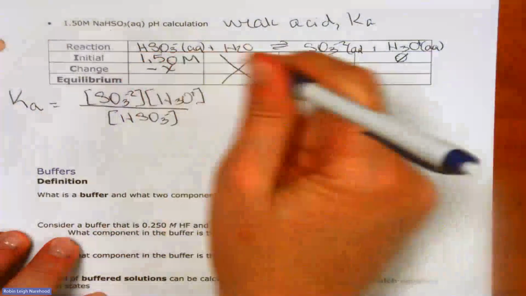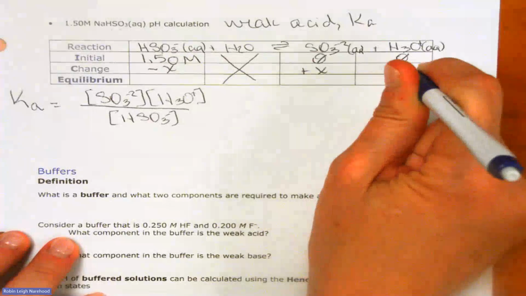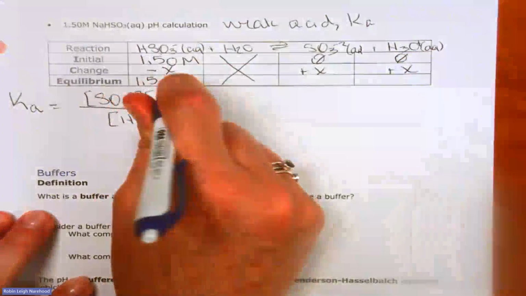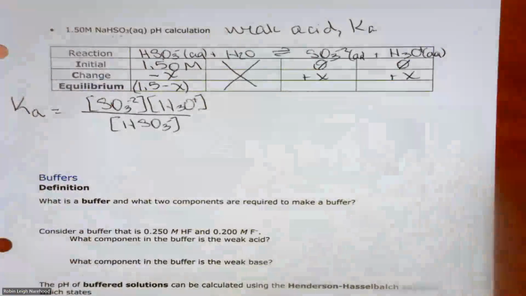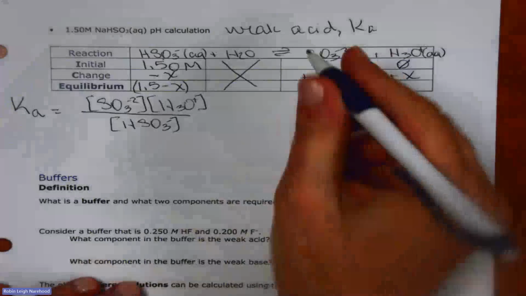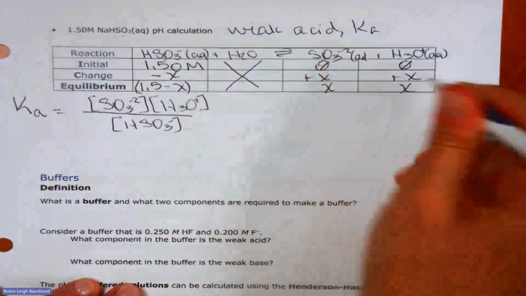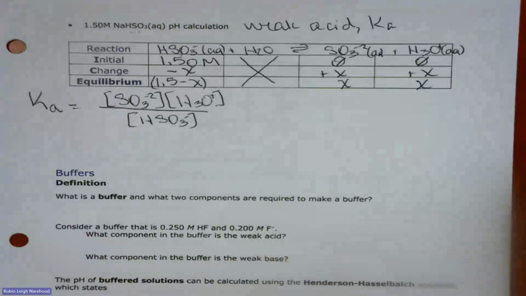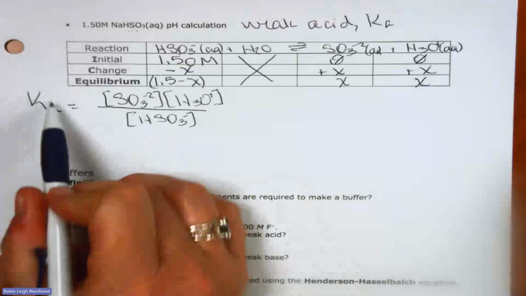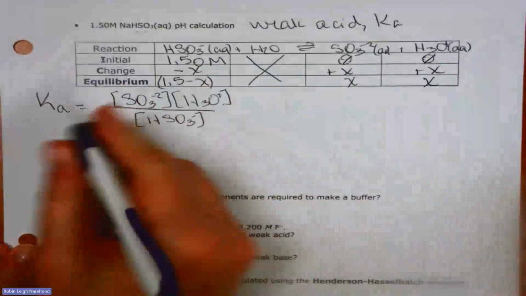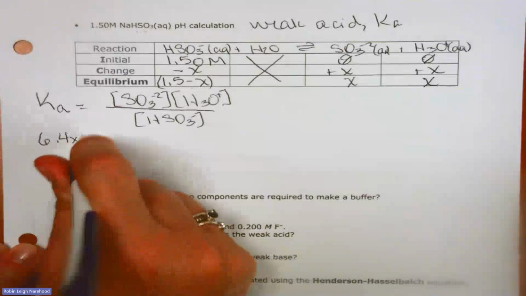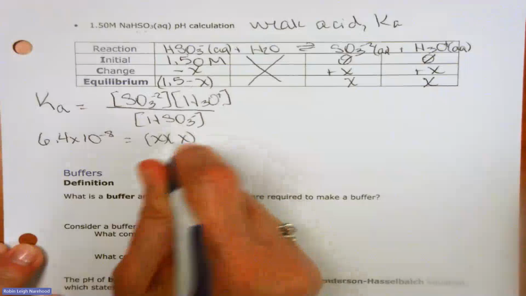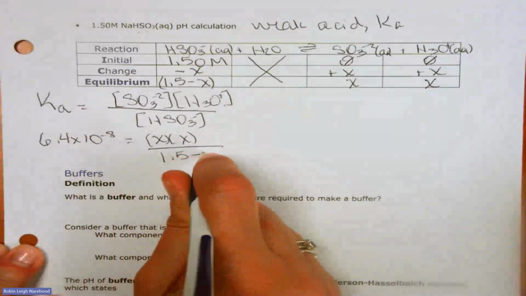Since it's weak, we don't know how much dissociates. So the change is just X. So at equilibrium, there'll be 1.5 minus X of our chemical that's dissolved. And we'll have X amount of sulfite and X amount of hydronium. Then you just plug in the concentrations on the concentration side and the constant on the constant side. So the constant that we found was 6.4 times 10 to the negative 8. And that equals X times X over 1.5 minus X.